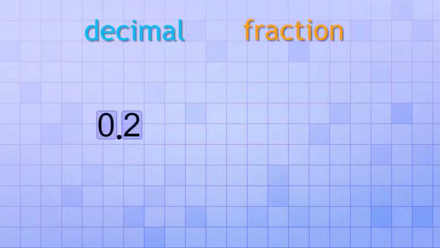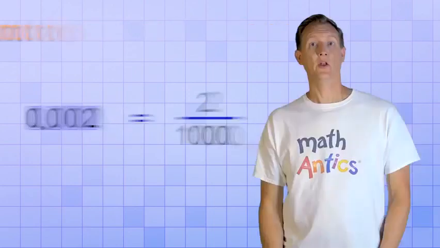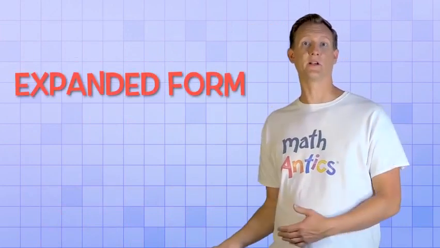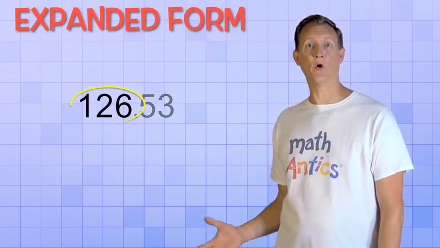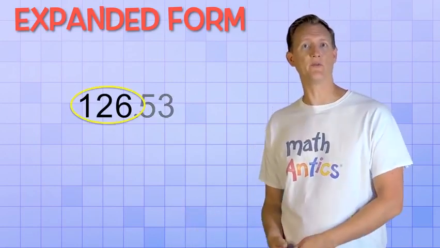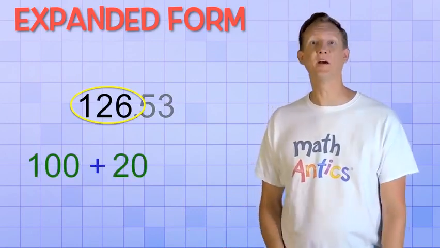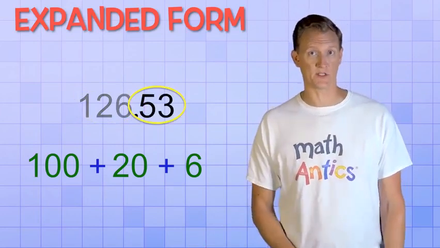And just like a 2 in the tenths place stands for the place value 2/10, a 2 in the hundredths place stands for the place value 2/100, and a 2 in the thousandths place stands for the place value 2/1000. Knowing that will help us write decimal numbers in expanded form, like the one we saw earlier, 126.53. The expanded form of the whole number part is easy. We learned how to do that in the last video. 126 is 100 plus 20 plus 6. But now we need to add the fractions represented by the decimal digits too.